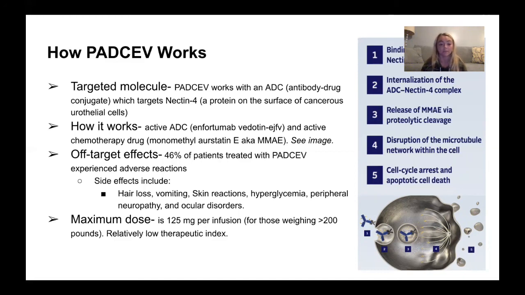As far as off-target effects, there are some severe side effects, and 46% of patients treated do experience these adverse reactions that include hair loss, vomiting, peripheral neuropathy, and ocular disorders. And it does have a relatively low therapeutic index of a maximum dose of 125 milligrams per infusion for those weighing a little bit more. And it is narrow because you typically would use this drug until you saw complete results or until your side effects and adverse reactions got so severe that treatment had to be discontinued.